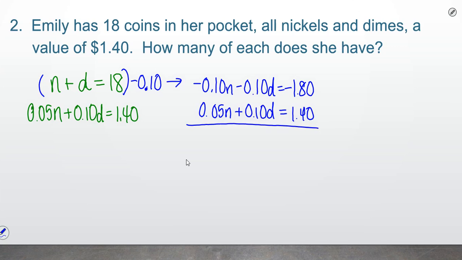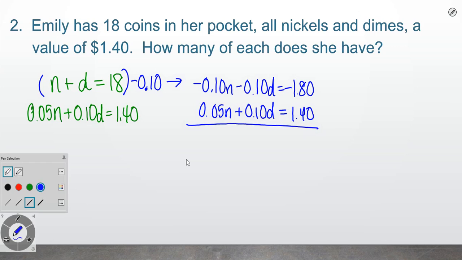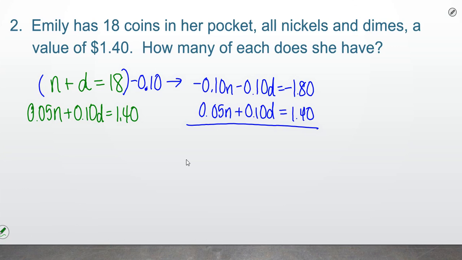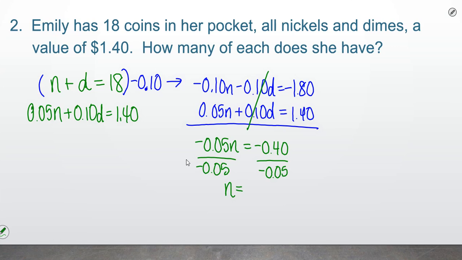So now I can eliminate my D's and solve for N because negative 10 cents and positive 10 cents cancel out. Then negative 10 cents plus 5 cents is negative 5 cents N equals negative 180 plus 140, which is negative 40 cents. Then I divide by my negative 5 cents. And N equals, you could think of it as 40 divided by 5 should be 8. So I should have 8 nickels.